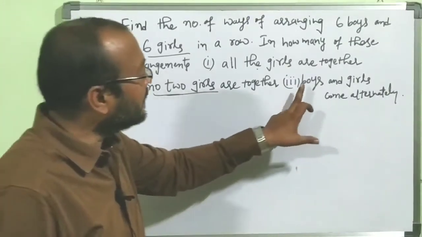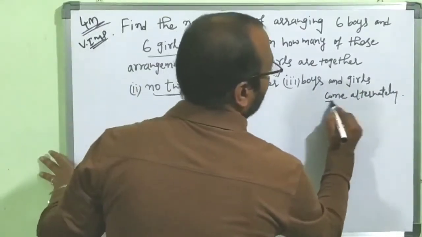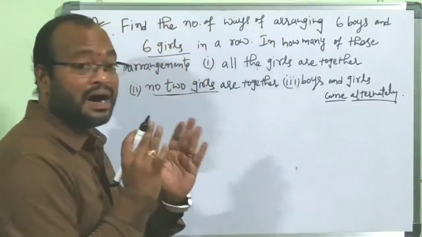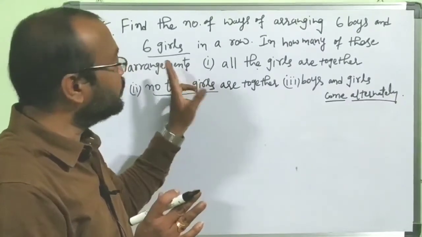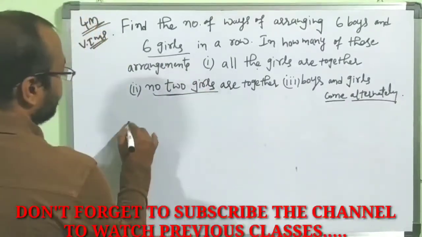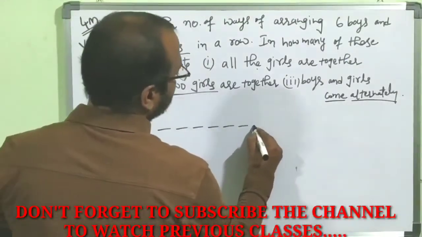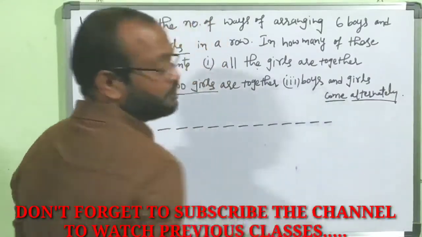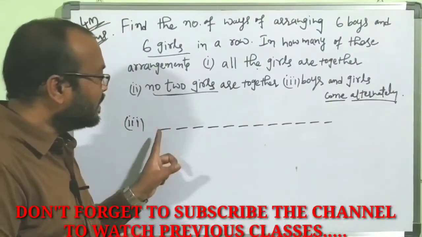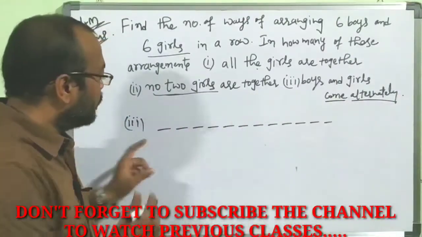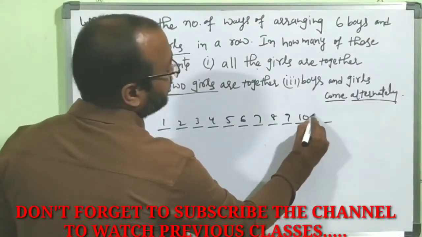Now what is the third condition? Boys and girls come alternately. Whenever come alternately is there, first arrange the seats. How many members are there? 12 members are there. First arrange 12 seats for them. 1, 2, 3, 4, 5, 6, 7, 8, 9, 10, 11, 12. Right. First arrange the seats.